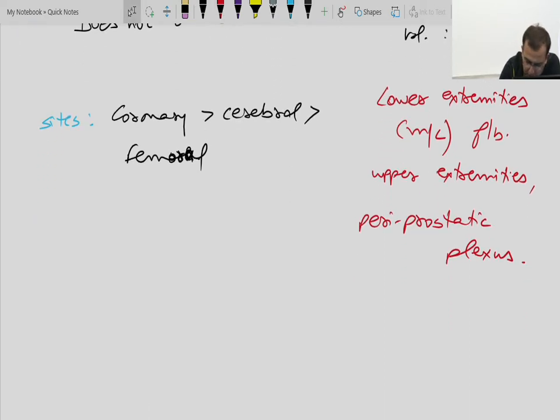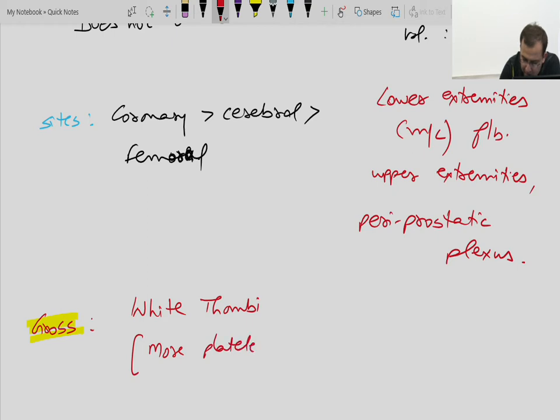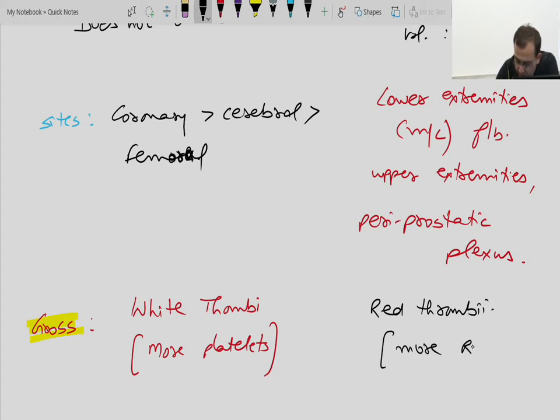Next point, grossly, this again is important. Grossly, arterial thrombi are the white thrombi. Why? Because here there are more platelets, versus venous thrombus, which are the red thrombi, because more red cells, more RBCs, are present in venous thrombus.